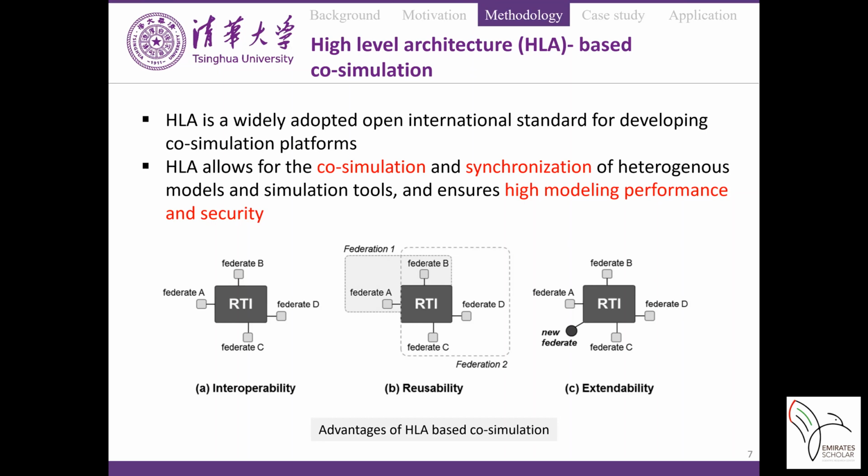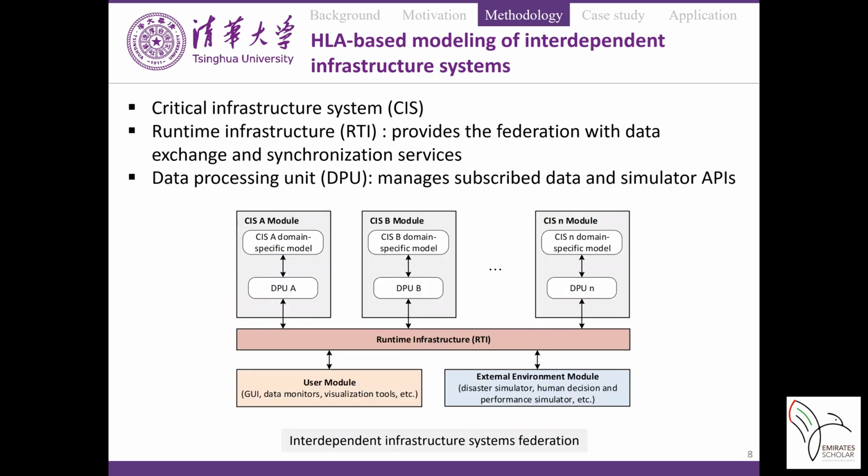HLA is a widely adopted standard for developing co-simulation platforms that offer several advantages, including interoperability of heterogeneous models and data, reusability and extendability of federations, and also security to the modelers and to their data. So based on the HLA standards, we proposed an HLA-based framework for modeling interdependent infrastructure systems.